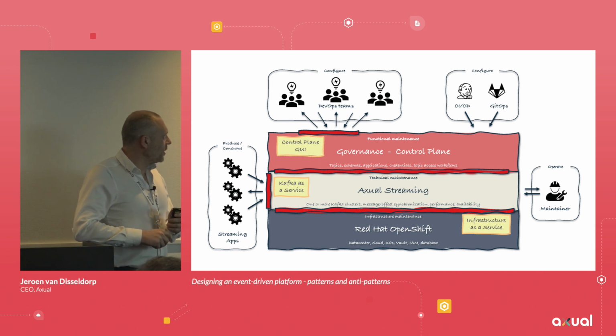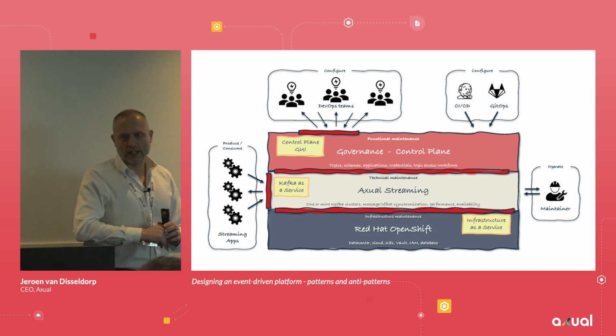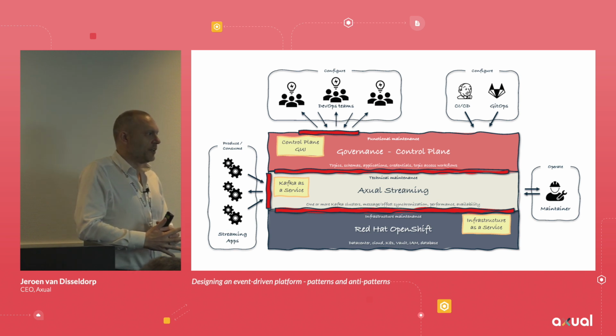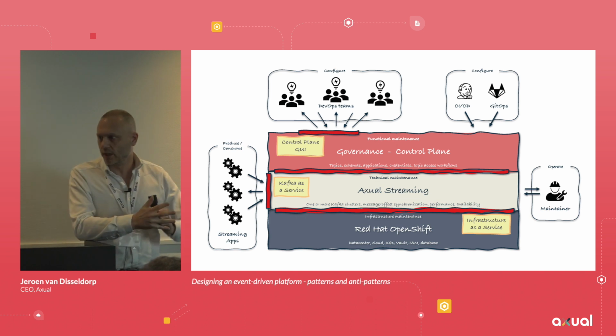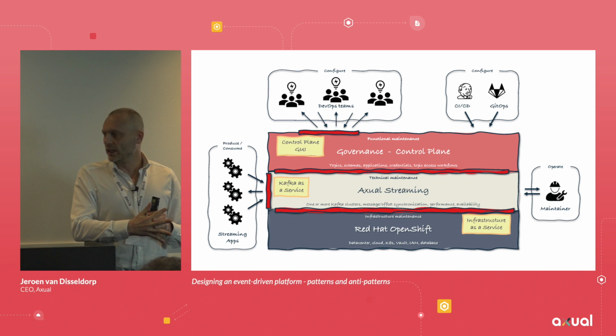So let's look at what other interfaces we have. On top of that, the governance layer, of course, controls the whole Kafka layer, can access the Kafka layer at any time, and configure it. It's the only component that configures Kafka, which is important because we don't want random applications to just generate topics and start producing data or get access to data.